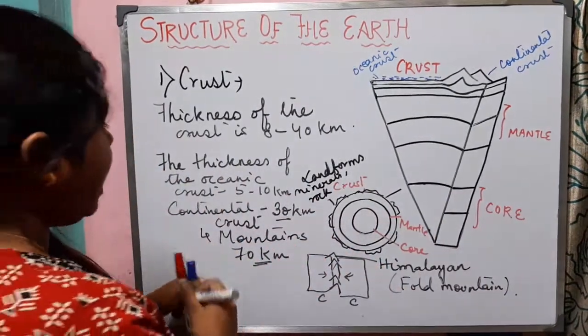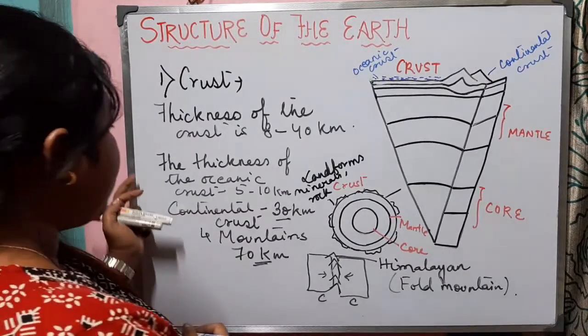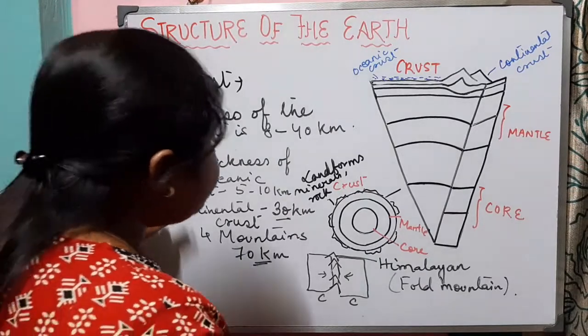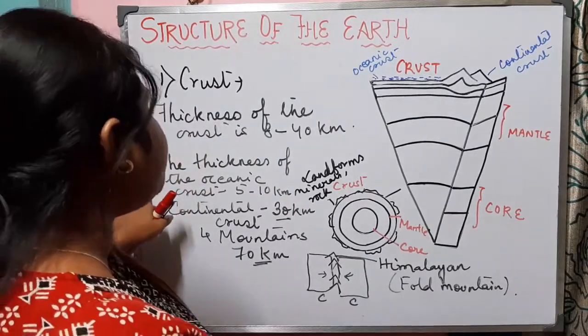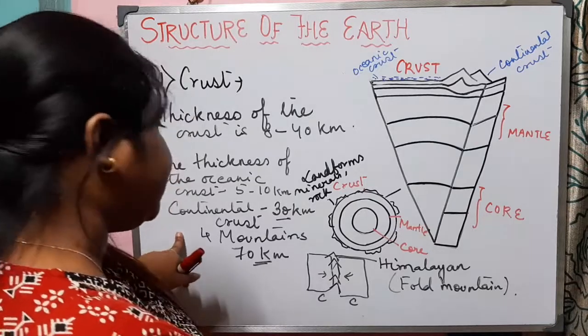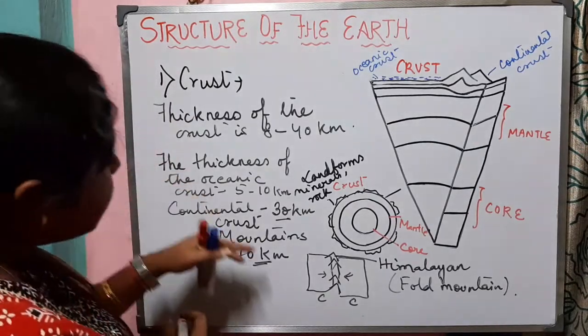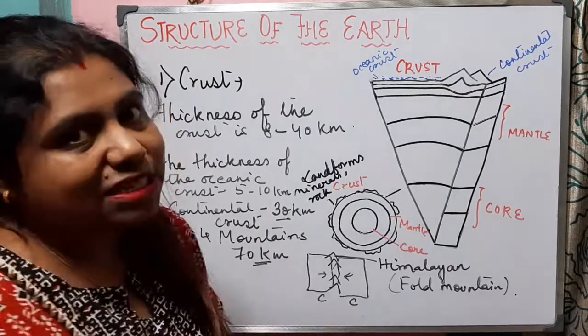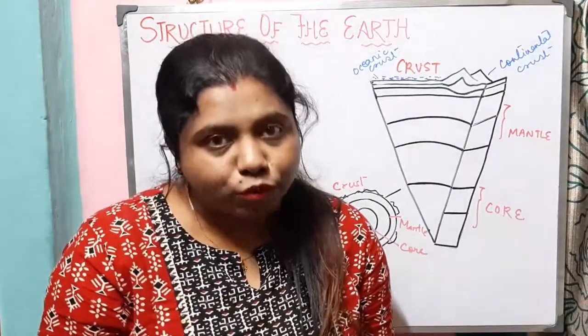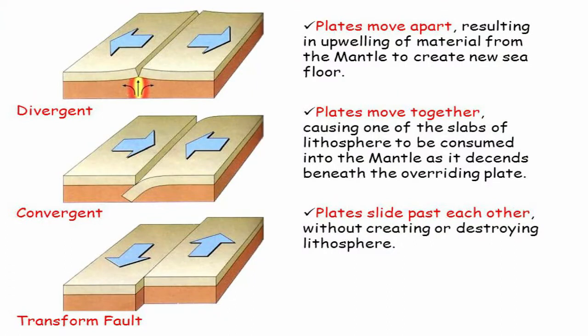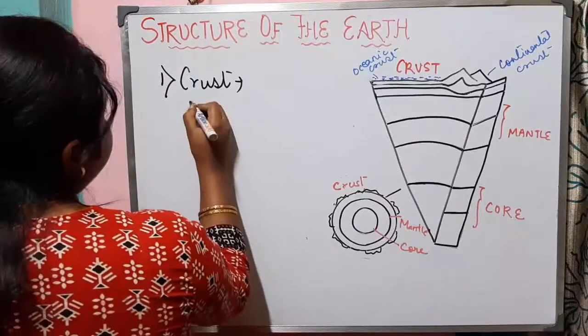Now we will see that though the thickness of the continental crust is much more than the oceanic crust, the oceanic crust is much heavier than the continental crust, and that is why the continents rest upon the oceans. Let us understand how it happens. Now, we have already read about the three types of plate movements: the convergent plate movement, the divergent plate movement, and the transform plate movement. Now we will only look at the convergent plate movement.